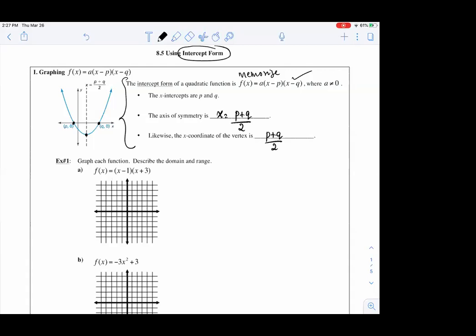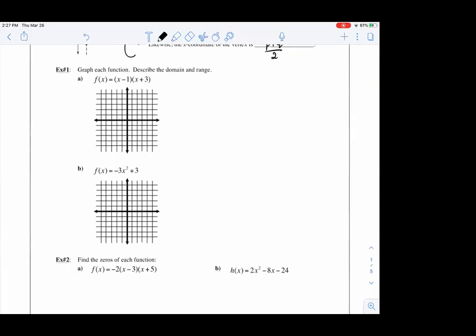Okay. You're asked to graph the function, describe the domain and range. You have been seeing this from the beginning of this chapter, right? But every time we are using a little different kind of strategy. That's because the function actually looks different every time. Okay. In this case, this is what I want you guys to do.